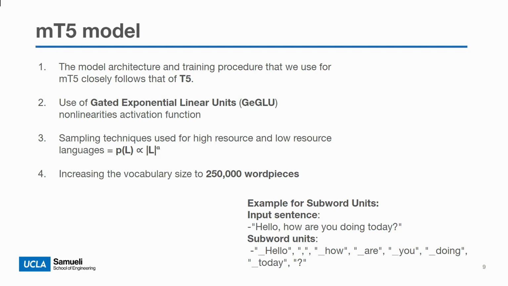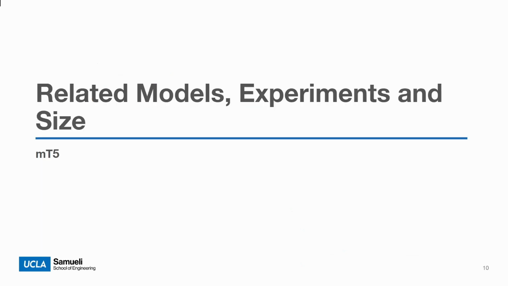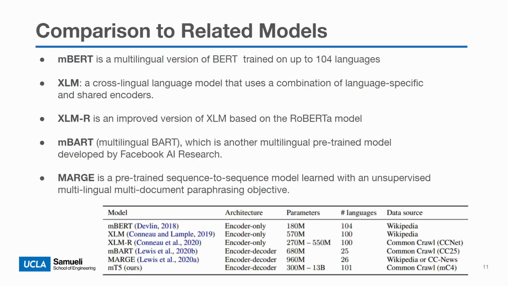Now, moving on to the next part of the presentation, which will be related models, experiments, and size of the MT5 model. So, starting with the comparison to related models, the first model being compared to MT5 was mBERT, which is a multilingual version of BERT trained on up to 104 languages. It is very similar to the approach taken with MT5 in that mBERT follows the BERT recipe as closely as possible. The primary difference is the training set. Instead of training on English Wikipedia and Toronto Book Corpus, mBERT is trained on up to 104 languages from Wikipedia.